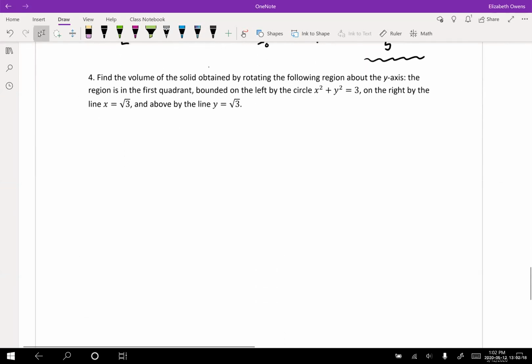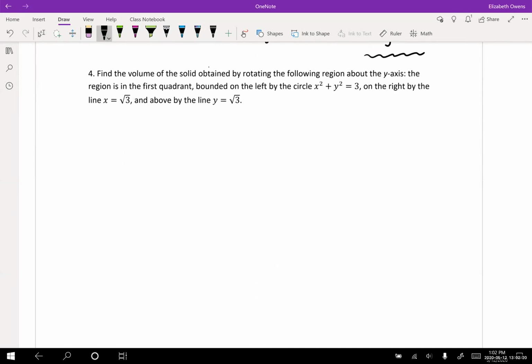Right, problem 4. We are going to find the volume of the solid obtained by rotating the following region about the y-axis. Our region is in the first quadrant, bounded on the left by the circle x squared plus y squared equals 3. This is a circle with a radius of square root 3, because x squared plus y squared equals r squared. Remember that good little thing.